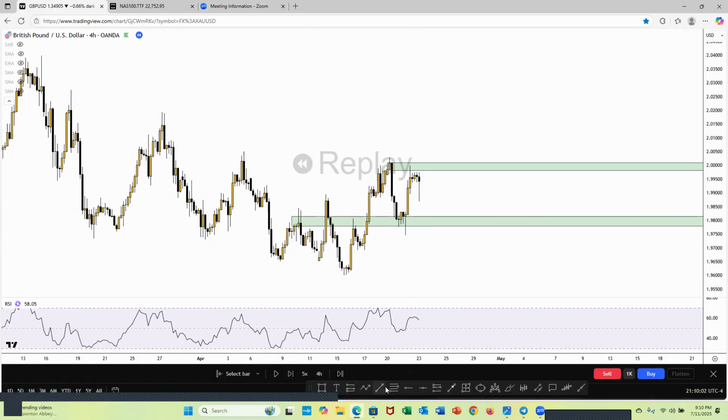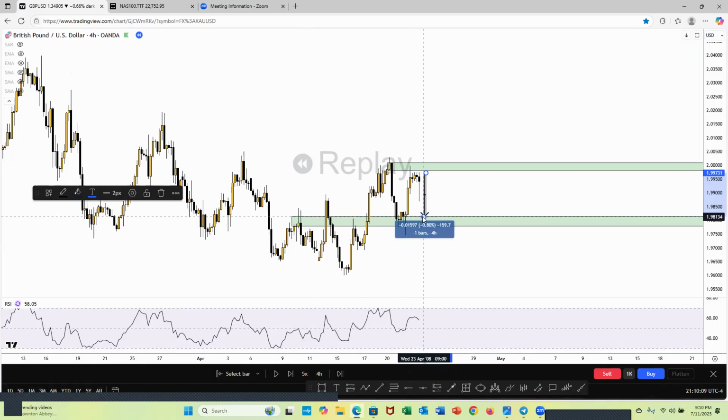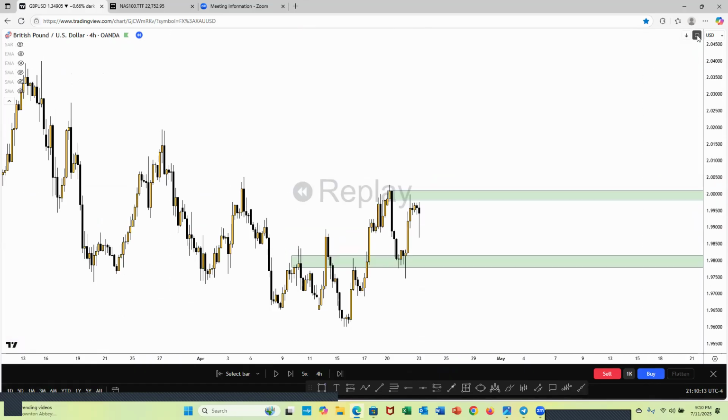Let me see how many pips that is, from here to here. Oh, that's like 160 pips. And this is GBP USD. So you buy back down to the zone, and it went straight. You see that? Yep. It went straight to it.